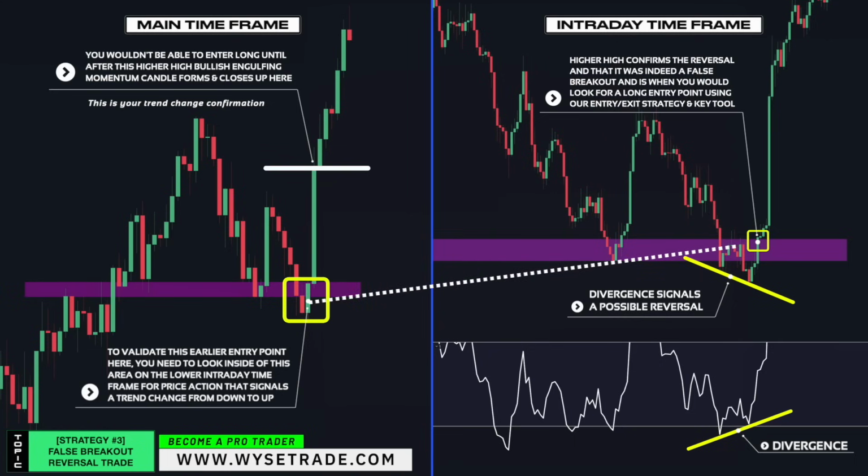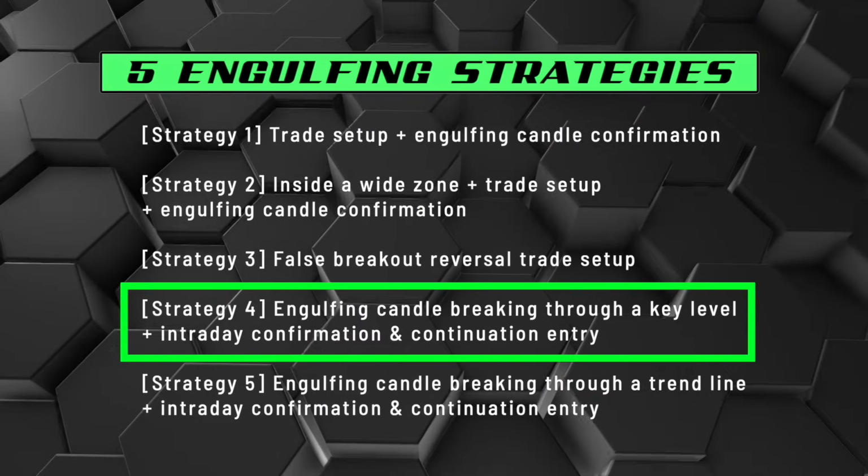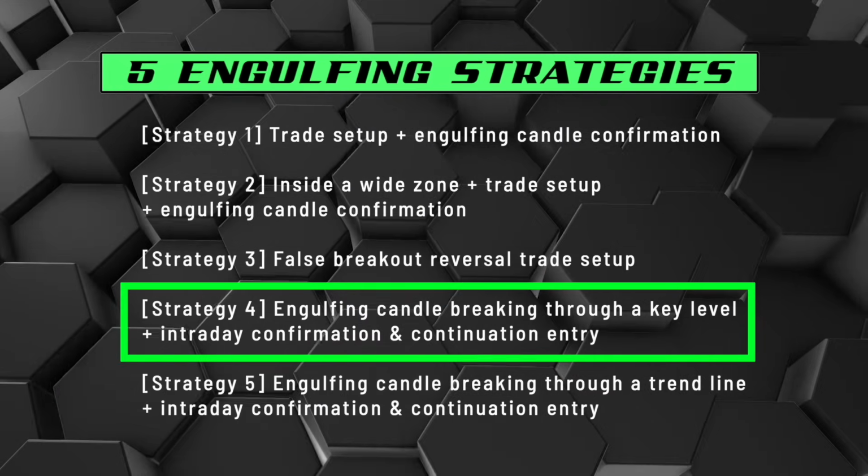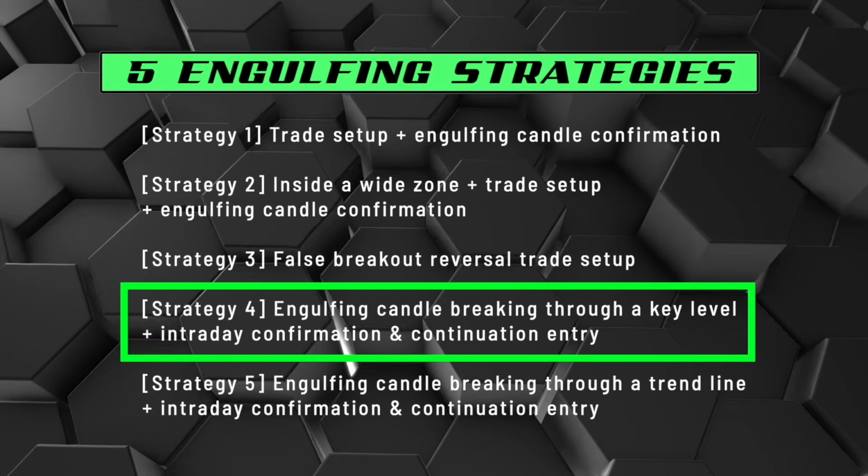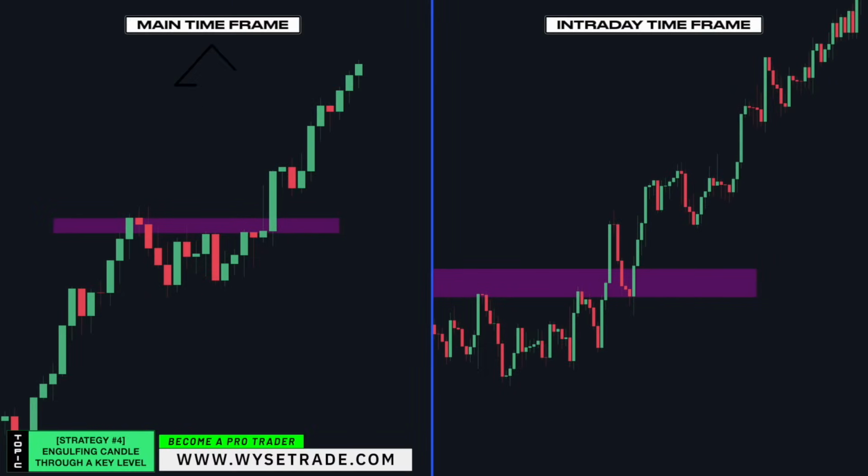So moving on to strategy number 4, which is an engulfing candle breaking through a key level, and looking for an intraday confirmation and continuation entry. On the left is the main time frame, and on the right is the intraday time frame of the same asset. These reversal points give you your wide zone.